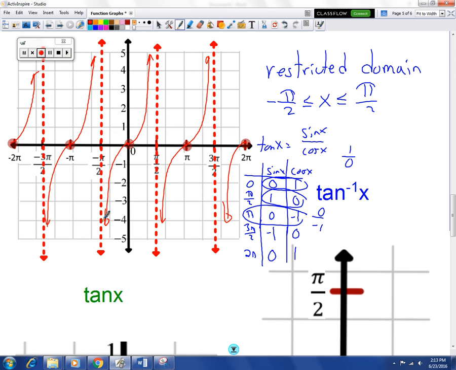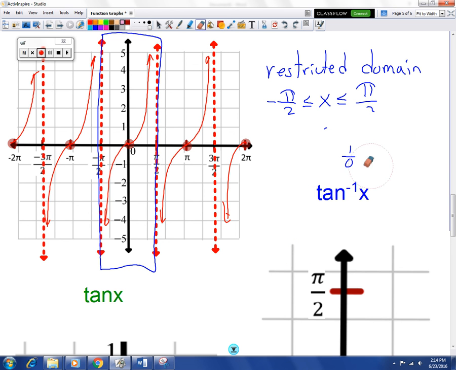That's really 4 cycles of a tangent graph. The periodicity of a tangent graph is only pi, not 2 pi like sine and cosine. But where are we restricting it to? We're going to restrict between negative pi over 2 and positive pi over 2. So that's what we're going to use. Let me get rid of this little graph to help me do tangent. Let's blow up the regular tangent.